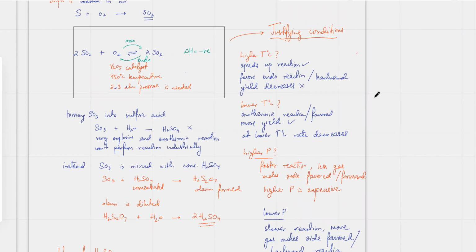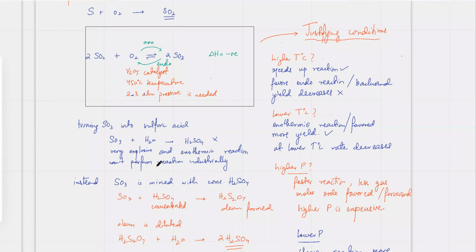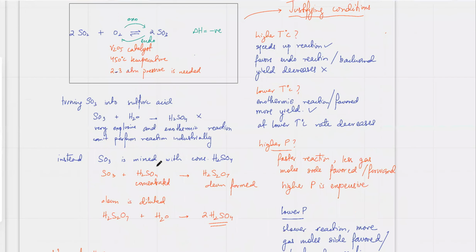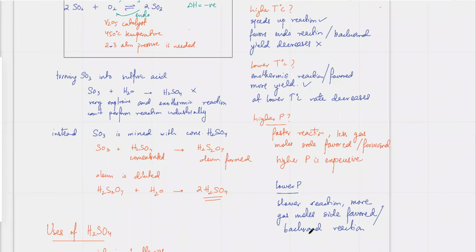This part you have to memorize, okay? This is all the steps that are involved. You just have to memorize those steps, but you have to justify the conditions that are being used. Okay, what's wrong with using a higher pressure? What's wrong with using a lower temperature? So all of this is clear. Yes or no? Is this clear? Yes.